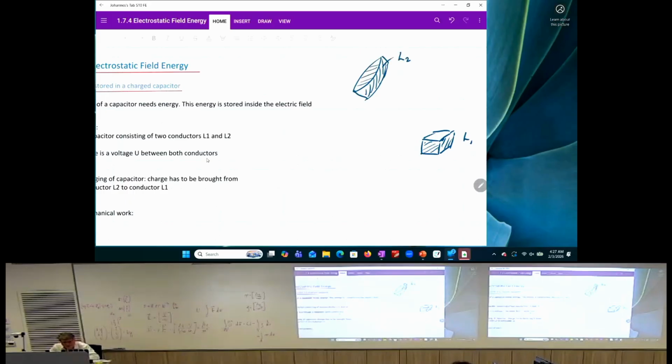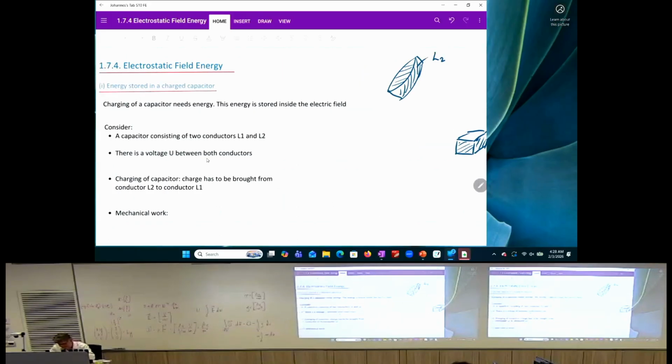And I want to charge this capacitor. We said we have two conductors, so they form a capacitor, and this capacitance that we can assign to it is given as C = Q over U. So we want to see what energy is needed to charge the capacitor, and we also want to show that this energy is then stored inside the electric field.